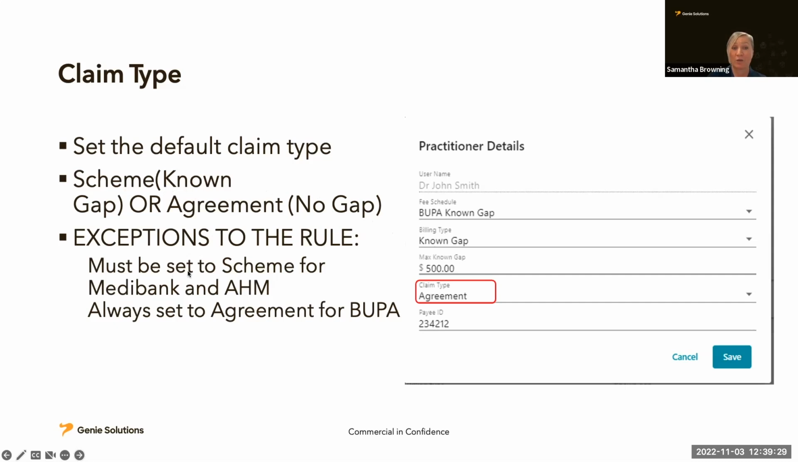So with Medibank and AHM, it must always be set to scheme. If a claim gets sent as agreement, it will be rejected and you'll have to change the claim type and resend it as scheme. And it's always agreement for a Bupa fund.